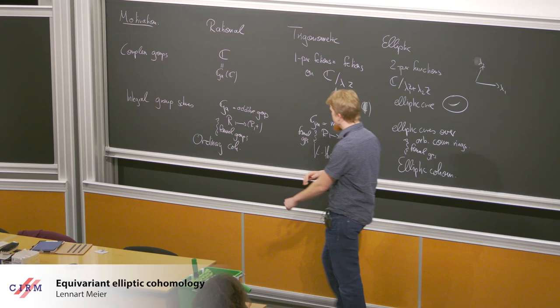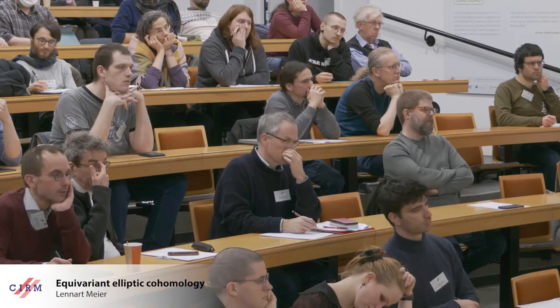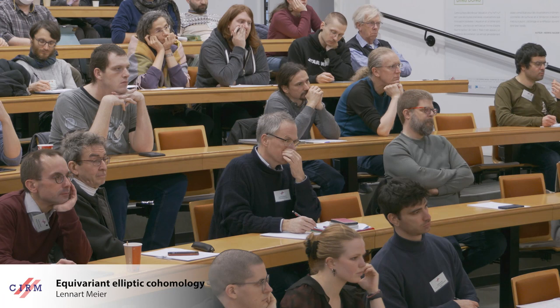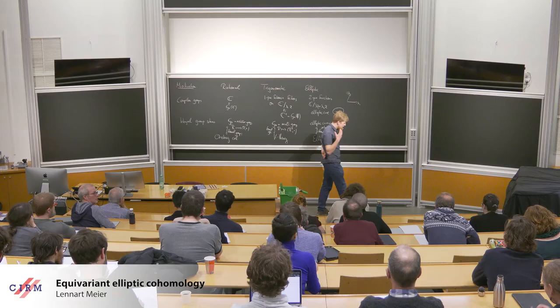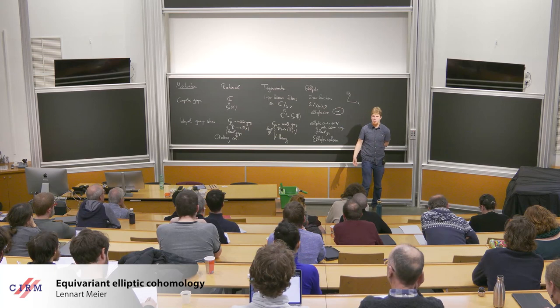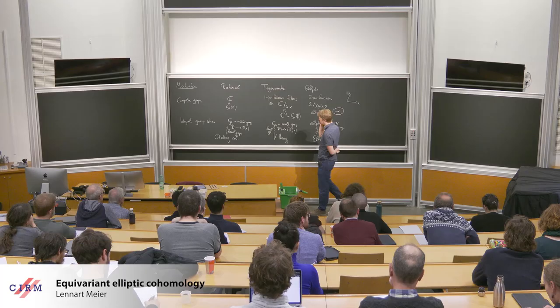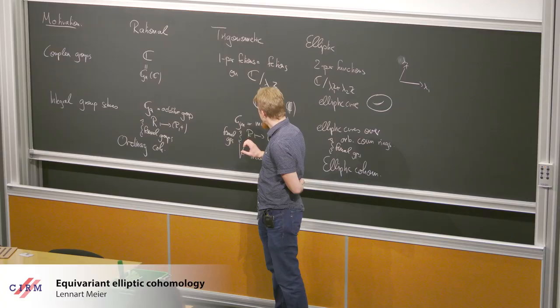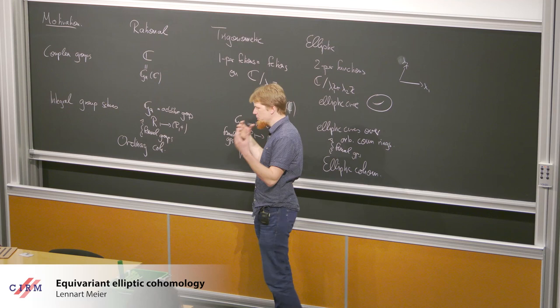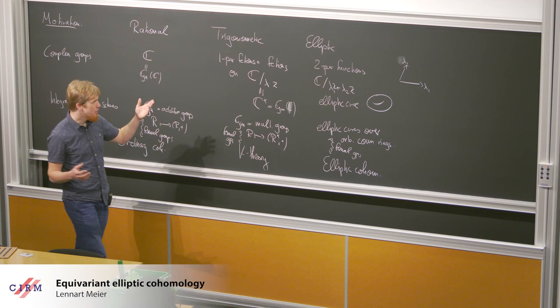But actually, Grojnowski was not really an algebraic topologist, or as far as I know, still isn't. And so he had a different motivation in mind for defining equivariant elliptic cohomology. And let me just say a few words about this. So it turns out that he's a representation theorist. In representation theory, there's a thing which goes about 40 years back. There's something called the Yang-Baxter equation.